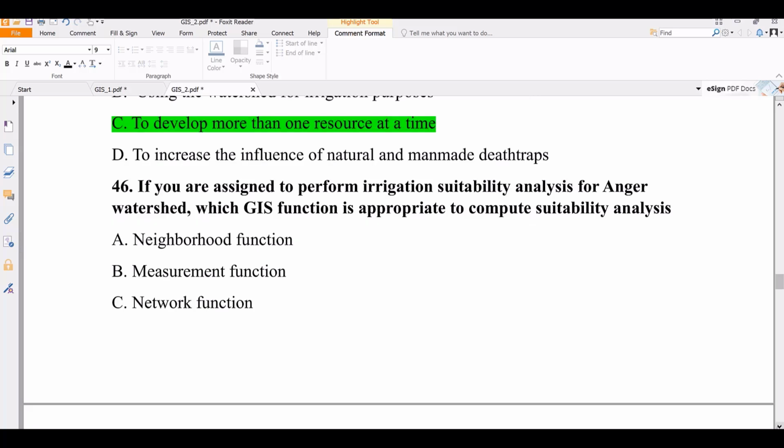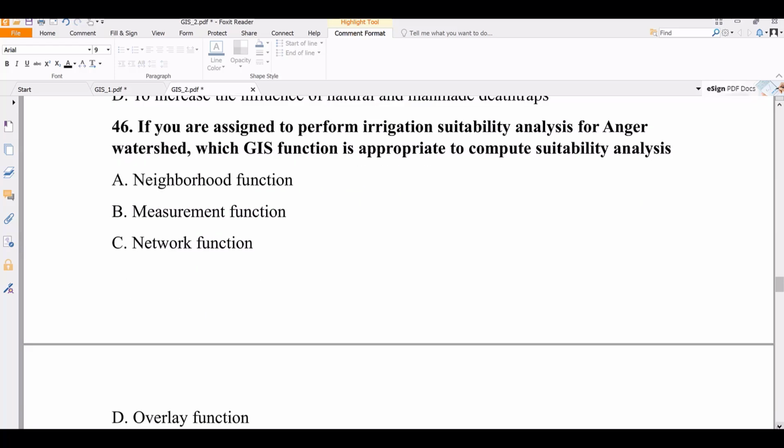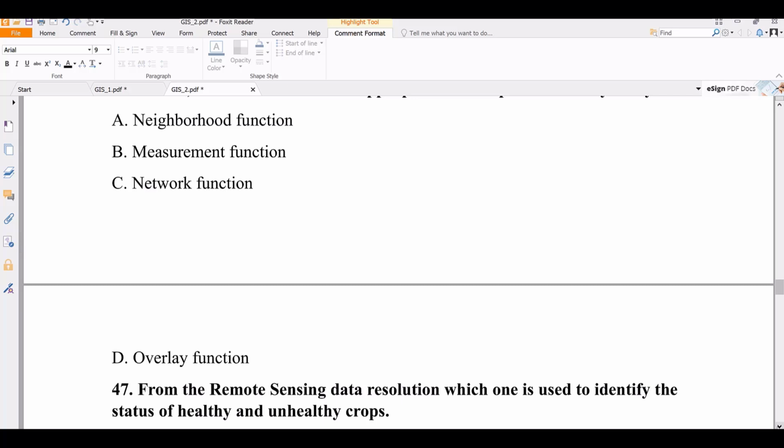Question number 46. If you are assigned to perform irrigation suitability analysis for a watershed, which GIS function is appropriate to compute suitability analysis? Neighborhood function, measurement function, network function, overlay function. So the correct answer is overlay function, because in order to compute suitability analysis for a certain area, you have to consider multiple factors. These multiple factors lead to multi-criteria decision-making analysis. This multi-criteria decision-making analysis is finally computed with an overlay.